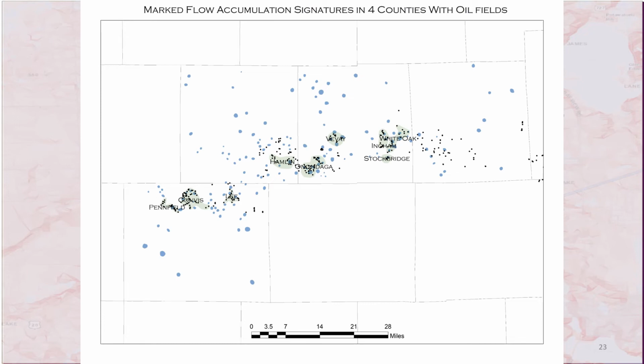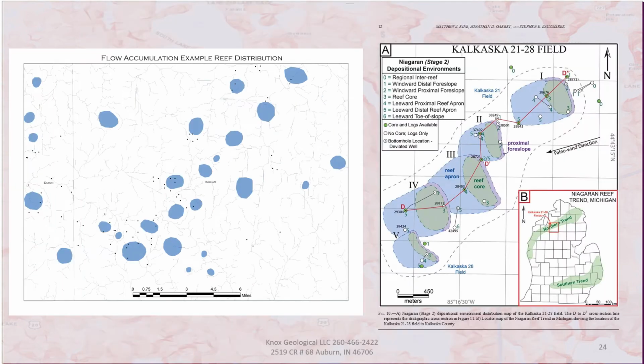Now I want to put in our oil fields: Penvis, Covis, Lee, Hamlin, Onondaga, Vevay, Stockbridge, Ingham, and White Oak. We talked a little bit about reef architecture, and the Ryan Garrett and Kaczmarek article. Granted, this is in the Northern Reef Trend, but you've got this reef architecture where they're lined up southwest and northeast, a good rhythm to them, and I'm looking at these signatures in Ingham County, and they match quite nicely with what was going up at the Kalkaska 2128 field.